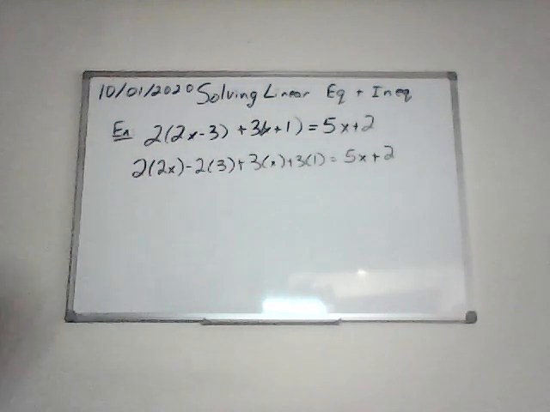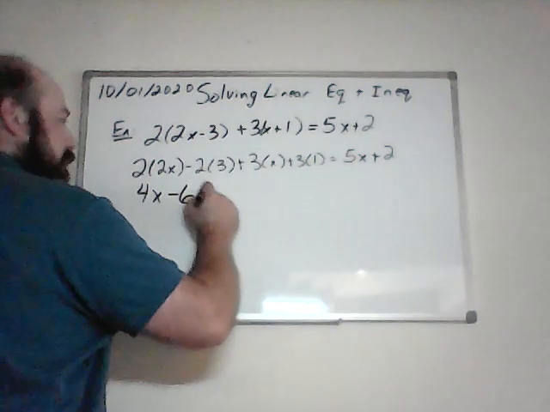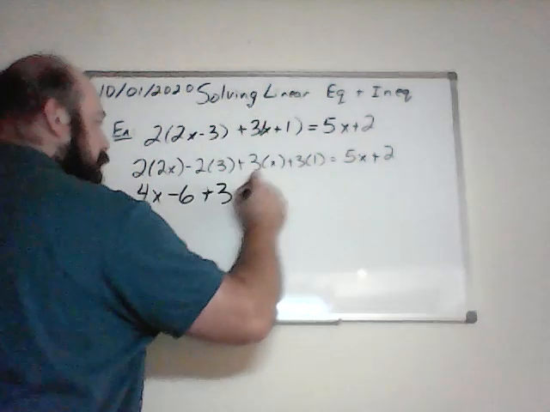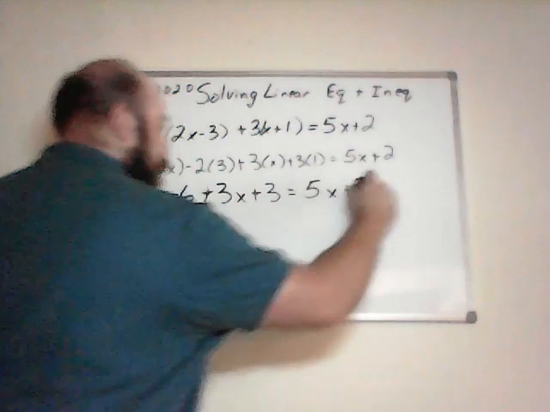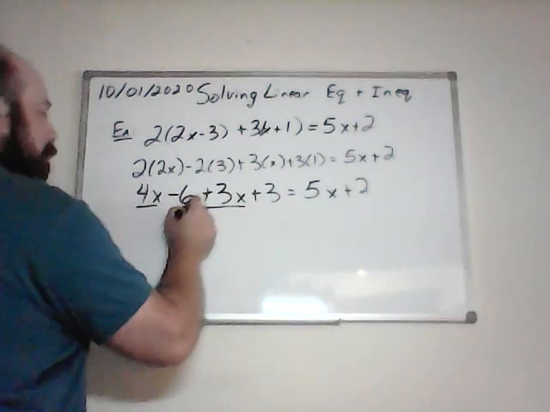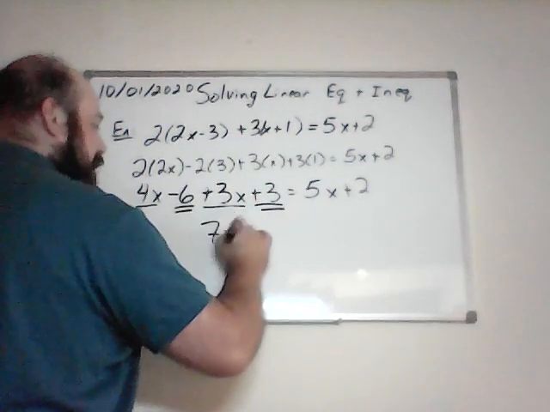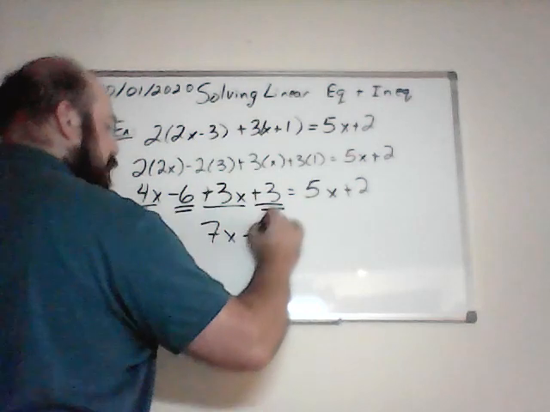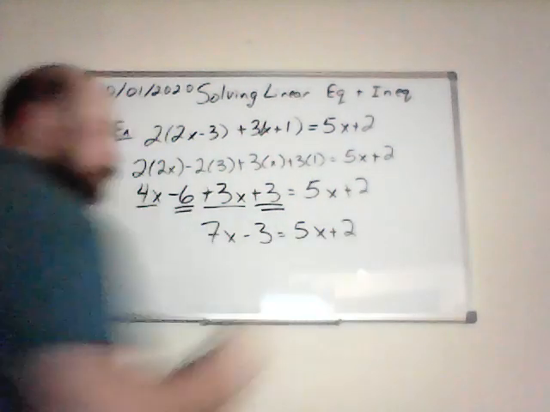So 2 times 2x gives me 4x. Then we have minus 6 plus 3x plus 3. And that's going to equal 5x plus 2 still. So we're going to combine our like terms. And we will have 7x minus 3 equals 5x plus 2.